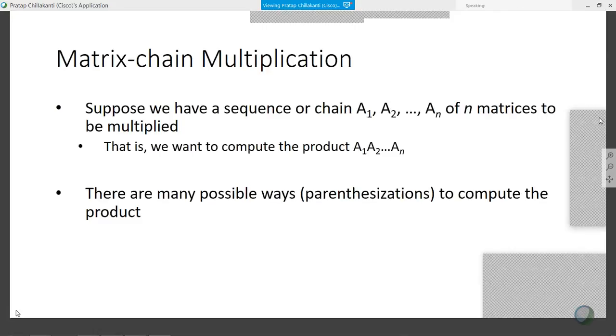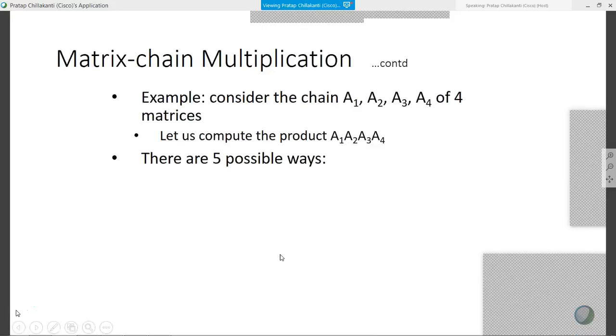Okay, and then we want to compute the product. So now we discussed last class, right? There are many ways of computing them, also called parenthesization. Okay, so let's look at that.